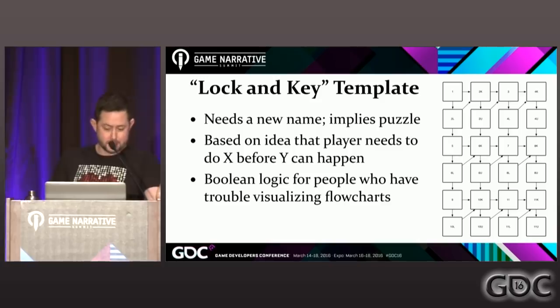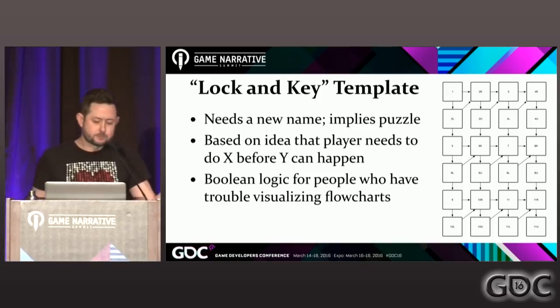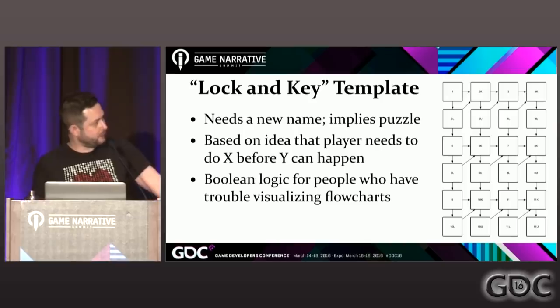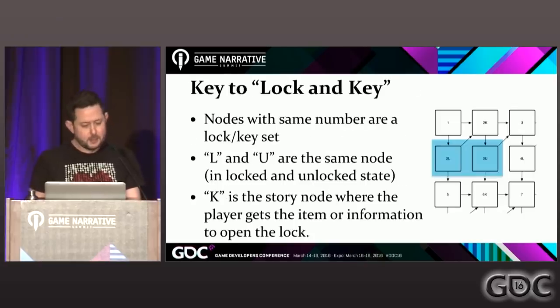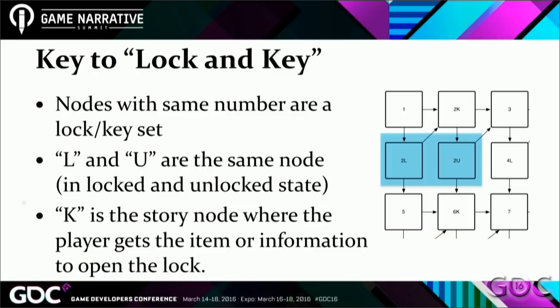So the one template I'm going to get to is this lock and key template, which needs a new name. So if you have any ideas, let me know, because it implies puzzle, and it's not supposed to be just puzzles. And it's based just on the idea that the player needs to do X before Y can happen. It's basically Boolean logic for people who have trouble visualizing flowcharts. And it's a pretty simple idea. The idea is you have these numbered nodes, and any set that have the same number are one unit, with L and U being locked and unlocked, and K being the key.